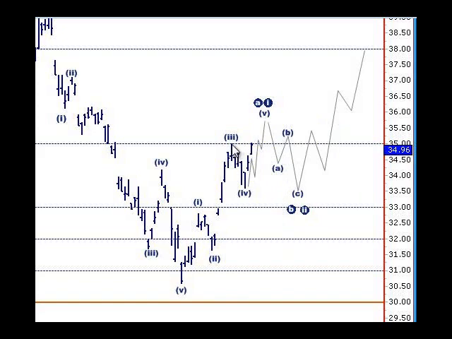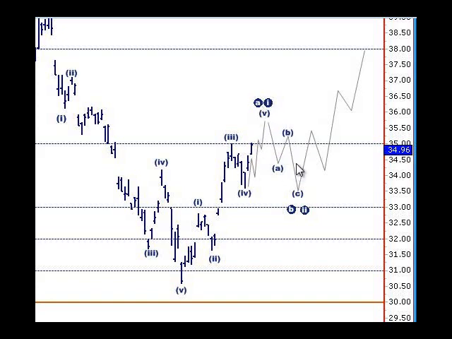All it needs to do is make above this one here, and because the extension's in wave 3 here, then the wave 1 here and the wave 5 here should be around the same length. So we're just looking at some sort of correction through here, which wouldn't take a lot, maybe a week or so, and then a push up.